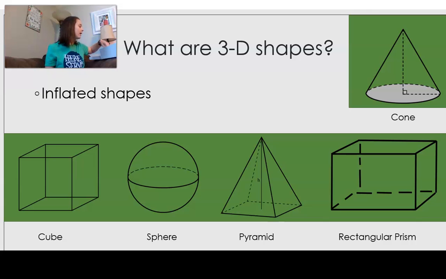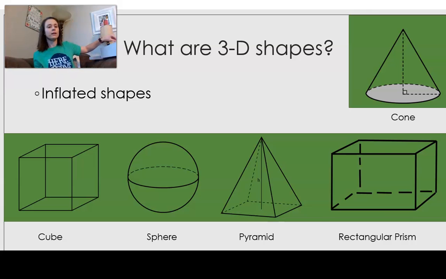Next, I have a sphere. So the sphere is one of the easiest things that we can find lying around, but a sphere is essentially a ball. So see how this ball is the circle puffed up? You can also think of the sphere as our globe. The world is a sphere. It's just a circle that has dimension. It's puffed up, but it's not flat. See how this isn't flat? It has width to it. So this is a sphere.